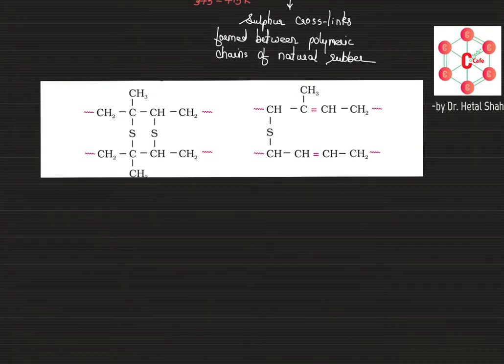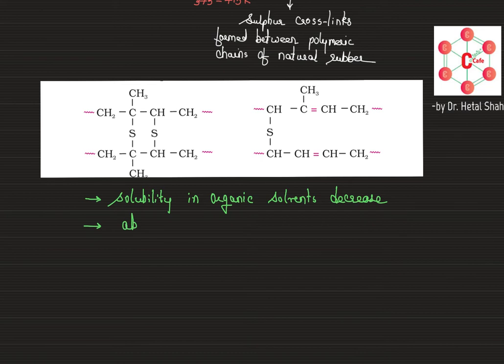Now, what would happen because of such sulfur crosslinks? So you have to understand that when sulfur crosslinks get formed, first of all, the chains become more polar. So its solubility in organic solvents decreases appreciably, because the chains become more polar, you've added a polar sulfur into it. Second, because of sulfur crosslinks, absorption of water cannot go between the polymeric chains because there are sulfur crosslinks. So absorption of water decreases.